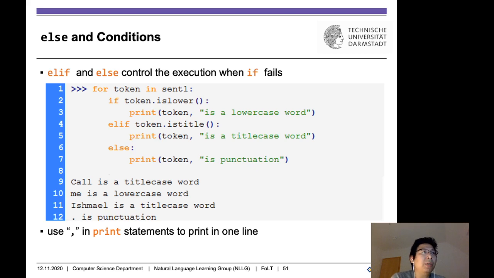Now we are looking at a full condition case, where we have the else if and the else, which is to control the execution when if fails. In these examples, first we iterate over every token in sentence 1, then we check if the token is lowercase. If not, then we go to the else if step to check if the token is title case. If not, then we go to the else step to print this token.